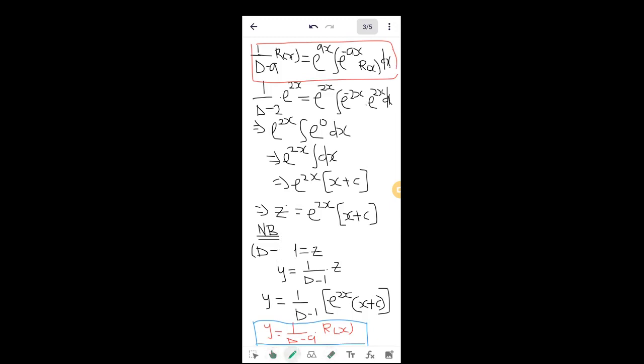D minus 1 y. So what we are intending to show is d minus 1 y. So just make y the subject here. I'm going to get y is equal to 1 over d minus 1 operating on the z. And we've already found the z to be e exponent 2x multiplying x plus c. So we compare it again with our form y equals 1 over d minus a operating on r of x. By comparing this, I can say my r of x here is the same thing as e exponent 2x multiply x plus c bracket close.